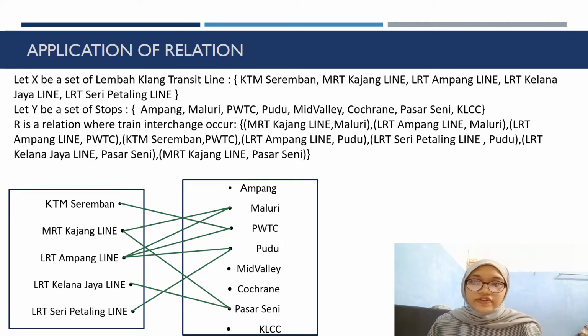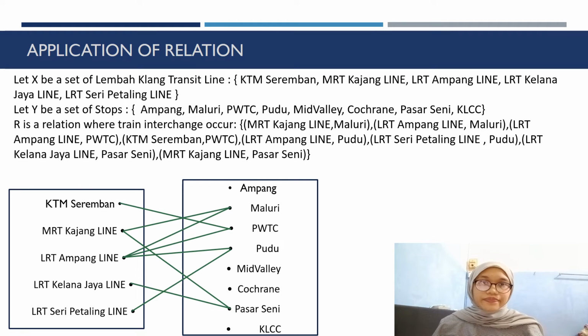Another application of relation, I let X be a set of Lembah Klang transit lines, which contains KTM Seremban line, MRT Kajang line, LRT Ampang line, LRT Kelana Jaya line, and LRT Seri Petaling line. And then I let Y be a set of stops, which are Ampang station, Maluri station, PWTC, Pudu, Mid Valley, Cochrane, Pasar Seni, and KLCC. And then R is a relation where a train interchange occurs.